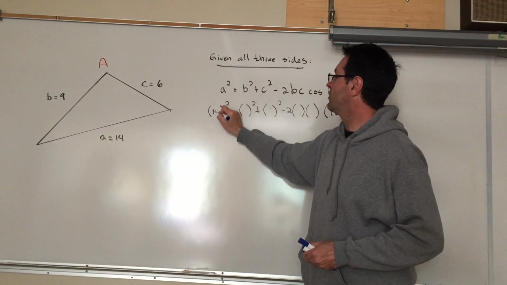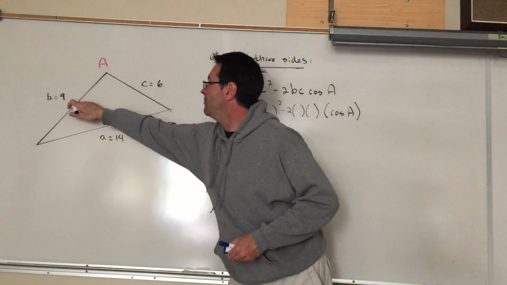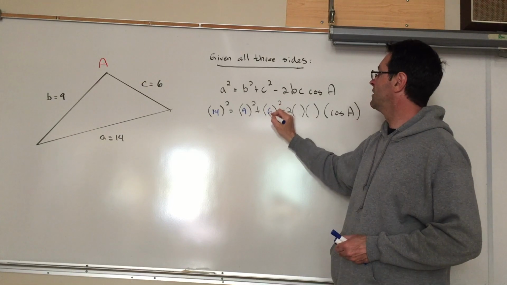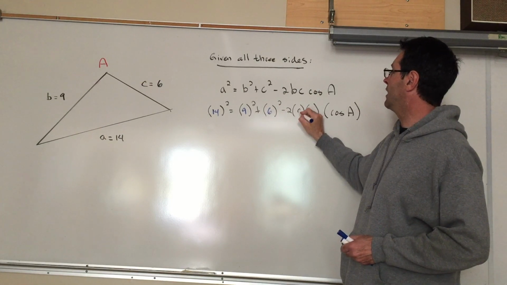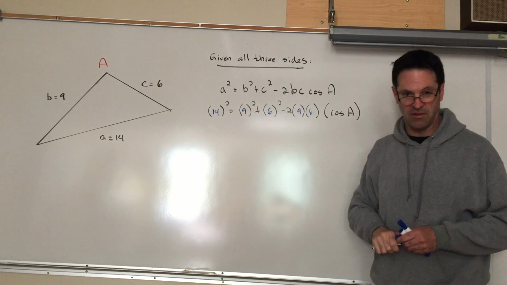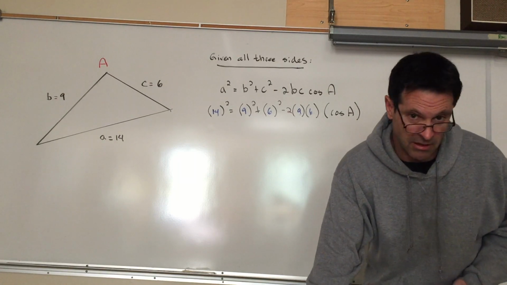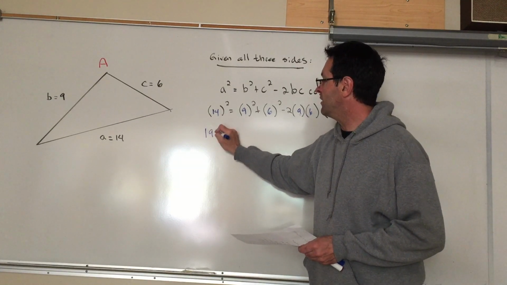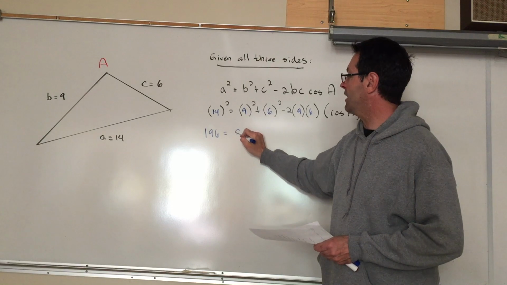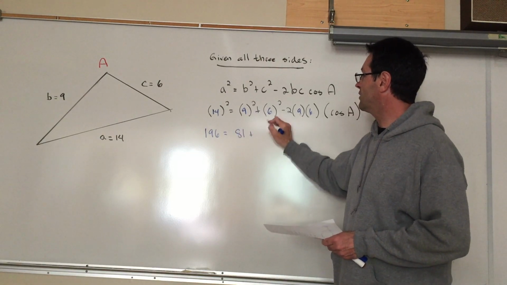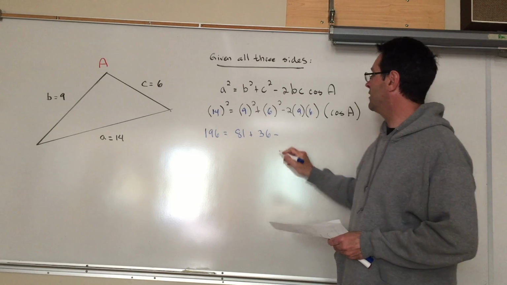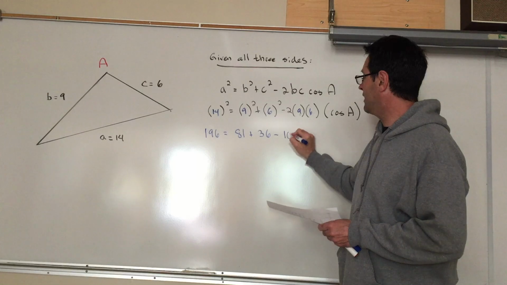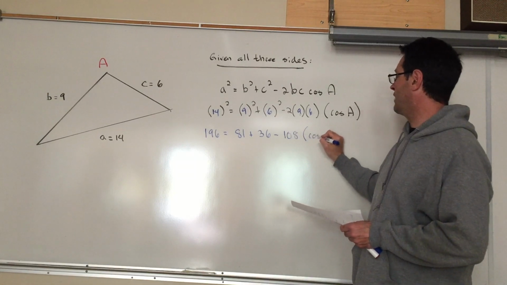Little a is 14, so 14 squared here. B is 9, so we have 9 squared. C is 6, so we have 6 squared. Minus 2 times b times c, or 9 times 6, times the cosine of A. Now this is a little more of a complicated calculation, but we can work through it. 14 squared, that's 196, equals 9 squared, that's 81, plus 6 squared, that's 36, minus 2 times 9 times 6, that's 108, times the cosine of angle A.